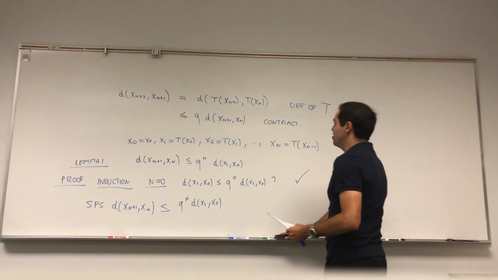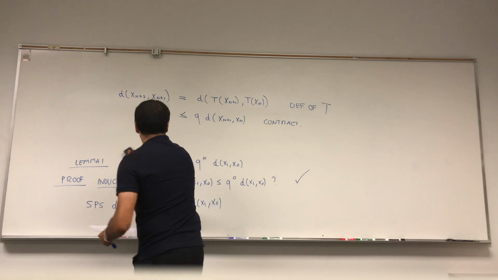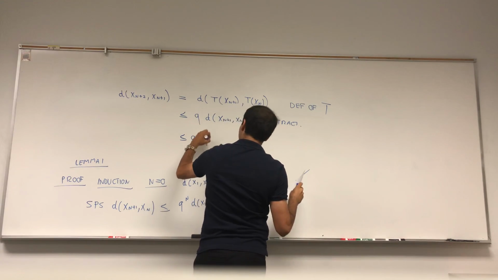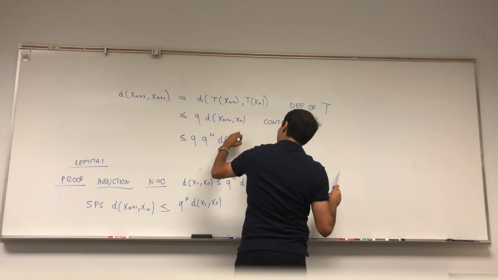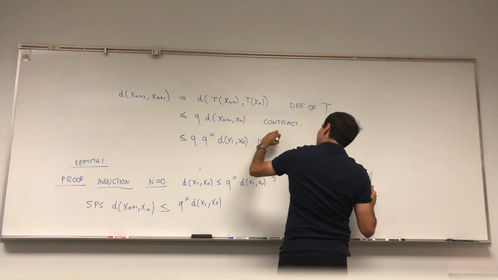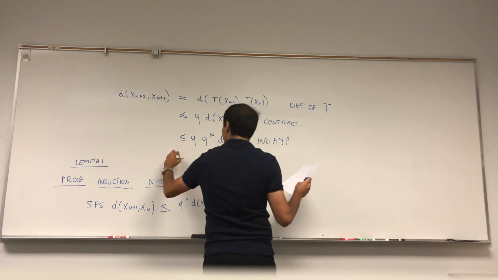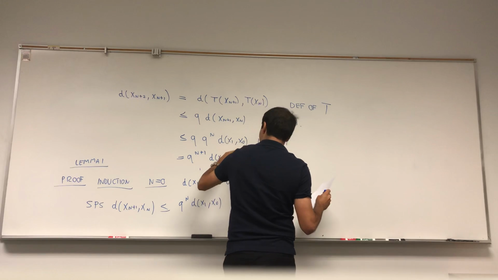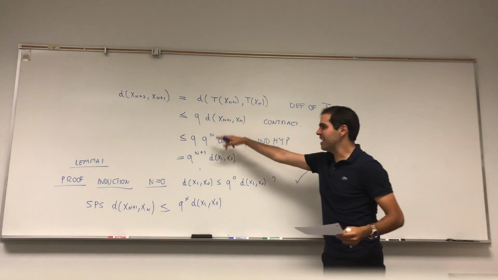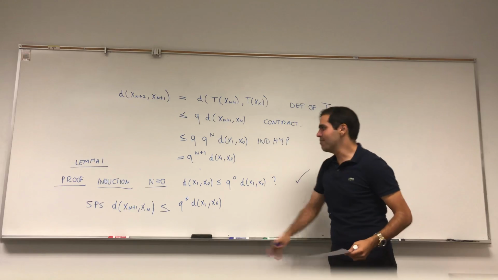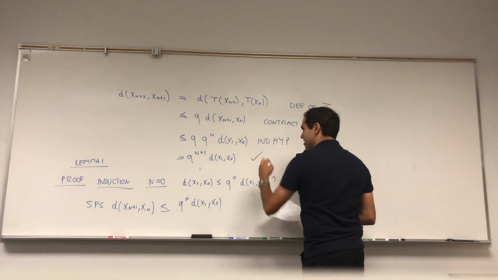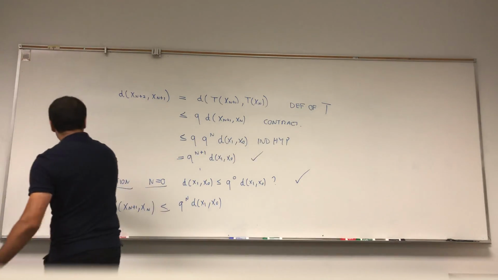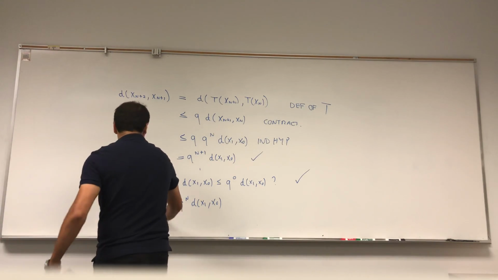And now we can just use the inductive hypothesis. So you see how cute this is? So that's less than or equal to q^n d(x_1, x_0). Again, that's the inductive hypothesis. And that's precisely q^(n+1) d(x_1, x_0). You see, it's the same statement, but with n plus 1 instead of n. So that's good. So indeed, by applying T, we get closer and closer numbers.